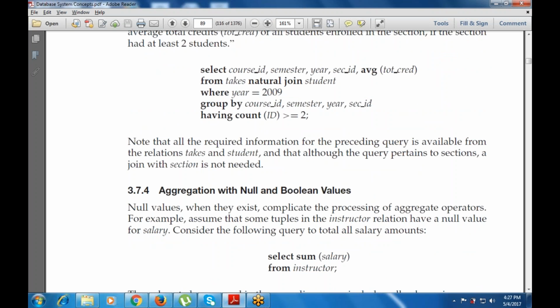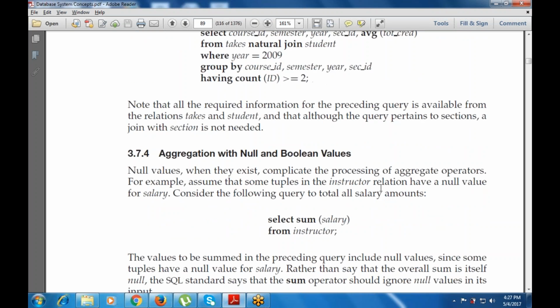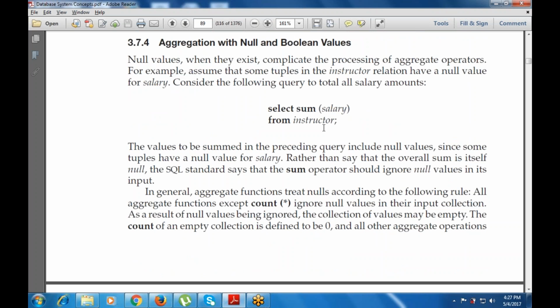Now next is aggregation with null and boolean values. How to deal with null values and boolean values, that is zeros and ones. Null values, when they exist, complicate the processing of the aggregate operators. For example, assume that some tuples in the instructor relation can have a null value for salary. So consider a query for the salary amount: select sum salary from instructor.